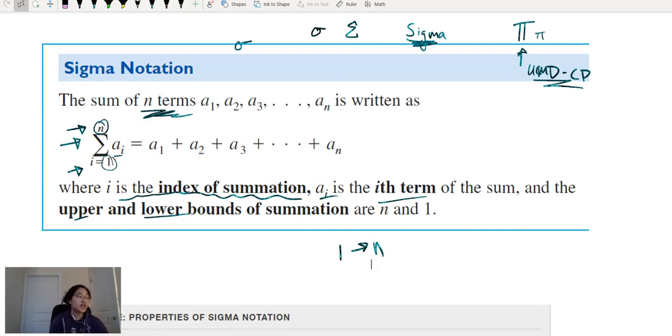So when we're reading this, I'm going to erase this so it looks a little cleaner. We're saying this is the sum from 1 to n of a sub i. And that's going to be a sum of all of the terms going from 1 to n.